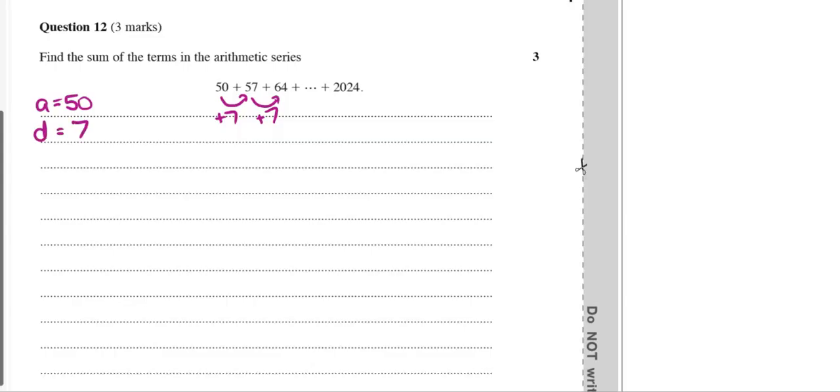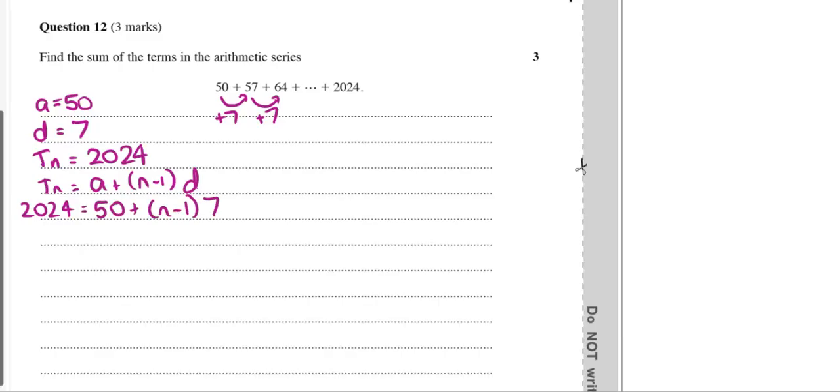I don't know how many terms it's taken me to get to 2024, so I'll put Tn equals 2024, but Tn straight off the reference sheet is a plus n minus 1 d. So let's sub in those values. 2024 equals 50 plus n minus 1 lots of 7. 2024 equals 50 plus 7n minus 7, which is 43 plus 7n equals 2024.